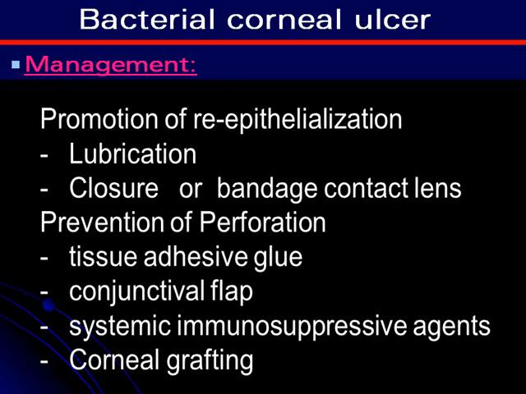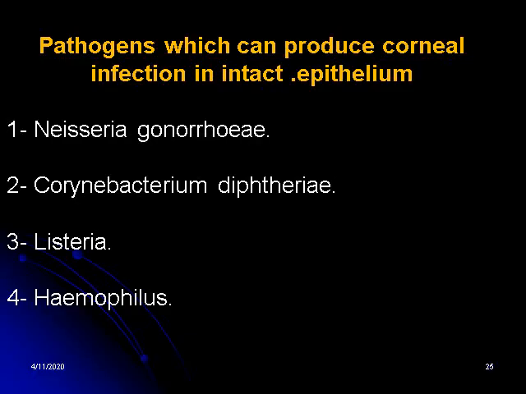And also we can use immunosuppressive drugs. At the end, if we have failed with all the above procedures, we can do therapeutic grafting of the cornea, or keratoplasty. So, the most common causative organisms that can cause corneal infection even in intact epithelium. As I mentioned earlier, the presence of pre-existing corneal pathology is a very important cause for corneal ulcer.